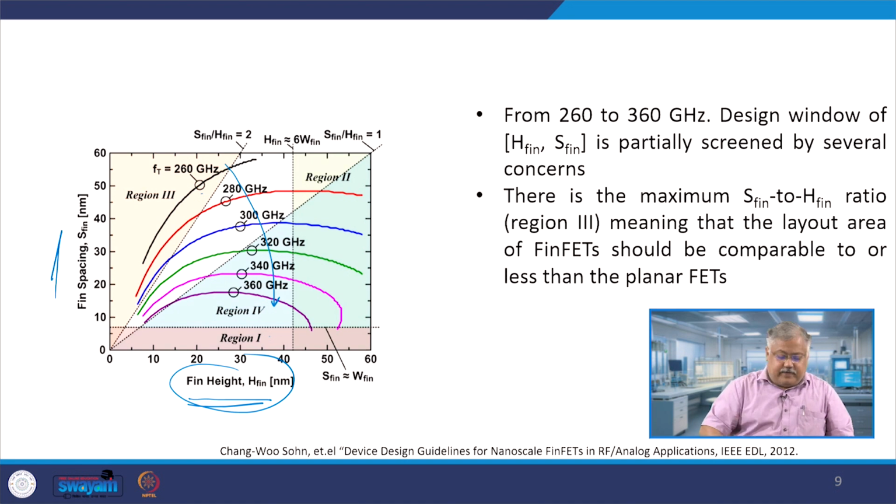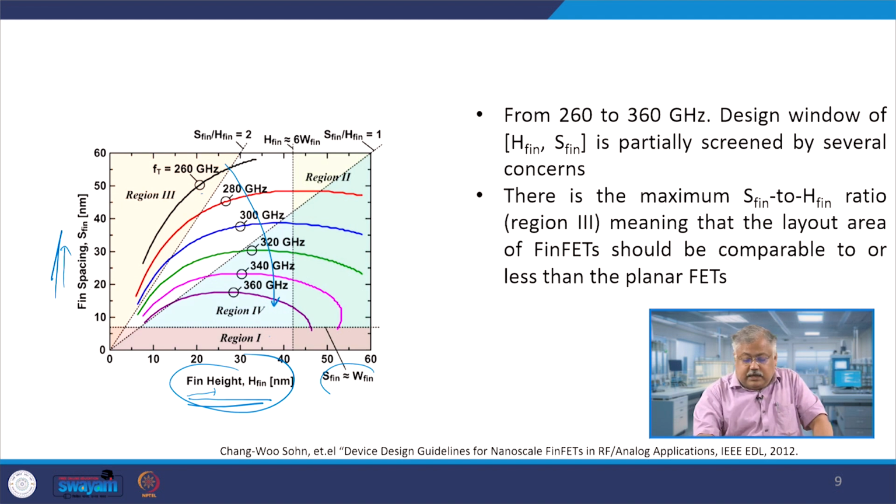You do not operate your device below S-fin approximately equal to W-fin, because then what will happen is that the fin spacing will go relatively down and it will be beyond the process integration. It will be very difficult to do a process integration. Now, as you can see, this is from 260 gigahertz to about 360 gigahertz. We have plotted the fin spacing. As you can see, as the fin height goes on increasing, your fin spacing also has to increase in order to sustain a reliable output performance, right.